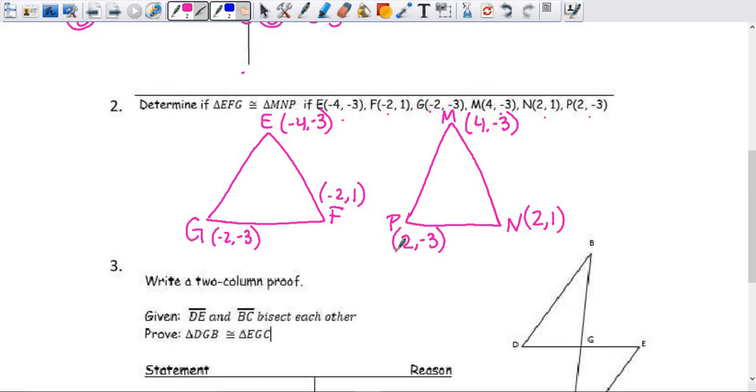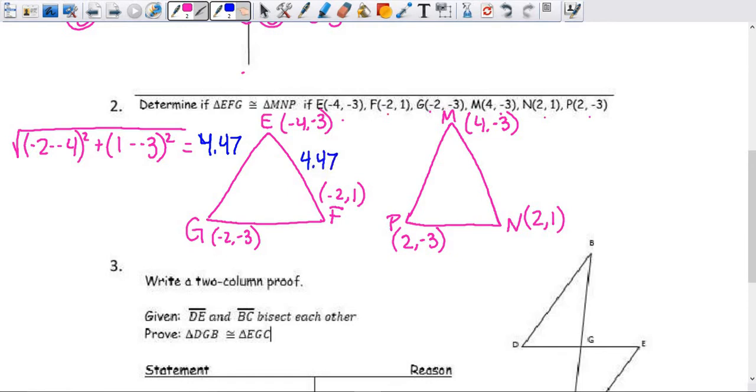So I'll start you guys off. Let's find the length of EF first. Okay, so we would start doing the distance, which would be x2 minus x1 squared plus y2 minus y1 squared. And this length we will get about 4.47 with our distance formula. So I'll write that right here on this side.